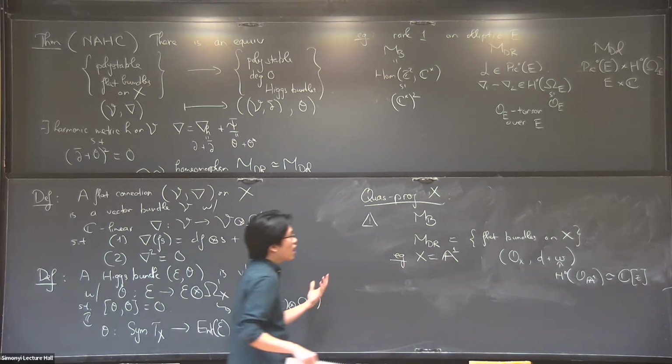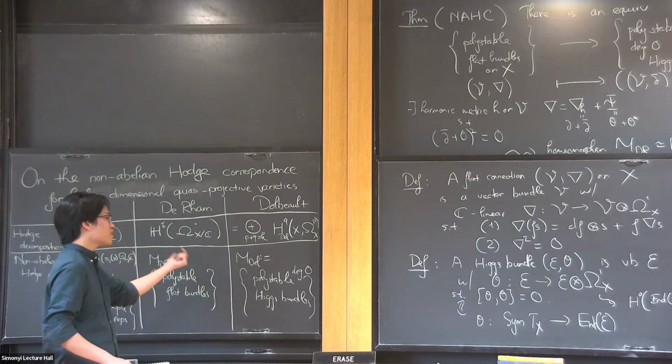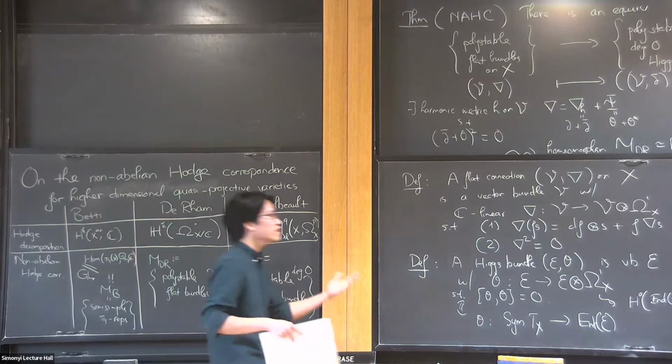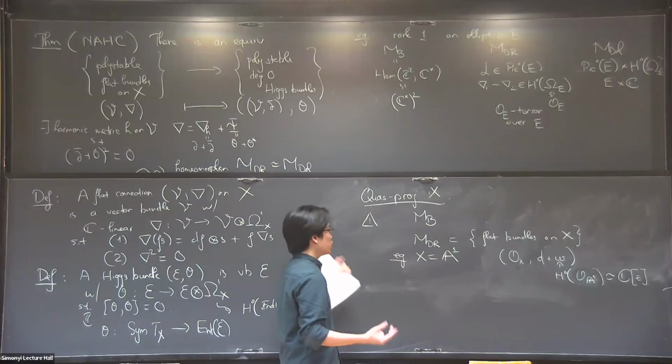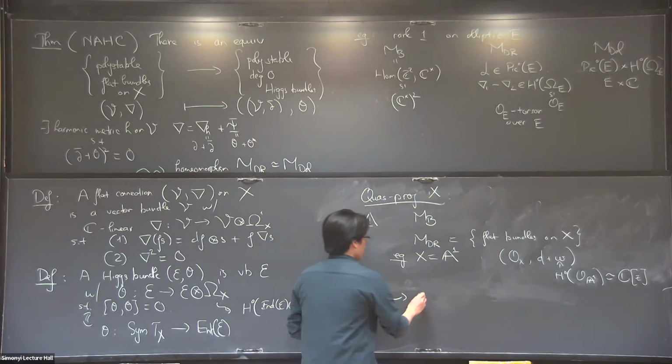And another thing is that for the Dolbeault space, this notion of stability actually matters. And it only really makes sense to talk about stability on a projective variety. So both of these issues lead to this notion of a log bundle.